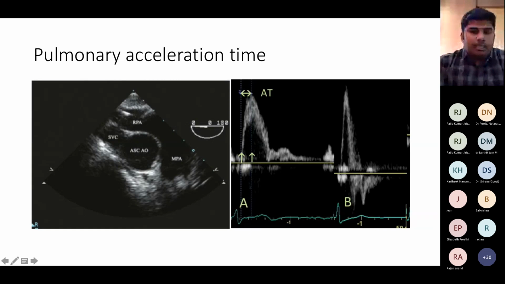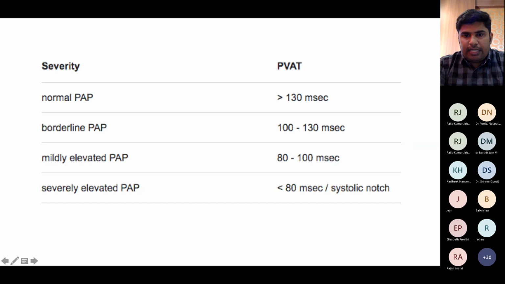Last but not the least, echocardiography can be useful to measure pulmonary acceleration time, which is nothing but the time taken for the blood flow from baseline to reach the peak. So, if there is a severe resistance for the blood forward flow in the pulmonary vasculature, the acceleration time is reduced, resulting in a narrow envelope. So this acceleration time can give a qualitative evaluation of the pulmonary artery systolic pressure. When the pulmonary acceleration time is less than 80 milliseconds, it indicates there is a severely elevated pulmonary artery pressure.